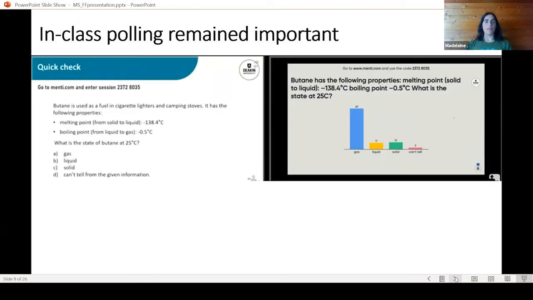Here's just a typical example of an in-class polling question. On the left-hand side is the question, and on the right-hand side, this was actually repeated using Mentimeter, but that was 2021.